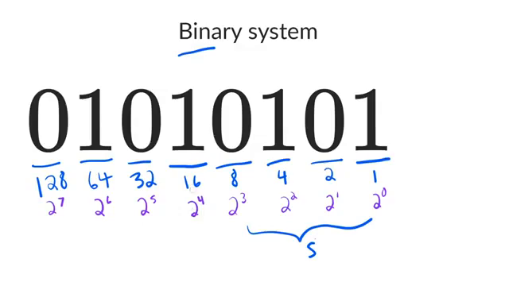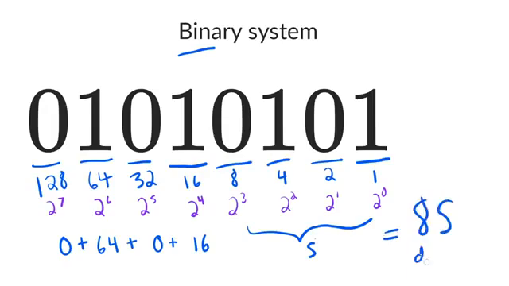So we have a 1 in the 16. So that means we're going to add 16 to the number. Then there's a 0 in the 32. So that's just going to be 0. There's a 1 in the 64, so that's going to be 64. And there's a 0 in the 128, so that'll be 0. So now we've got 64 plus 16 plus 5. So that's 80 plus 5, which is 85 in decimal.